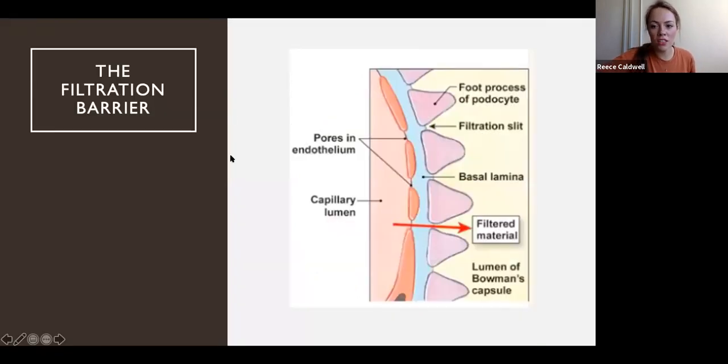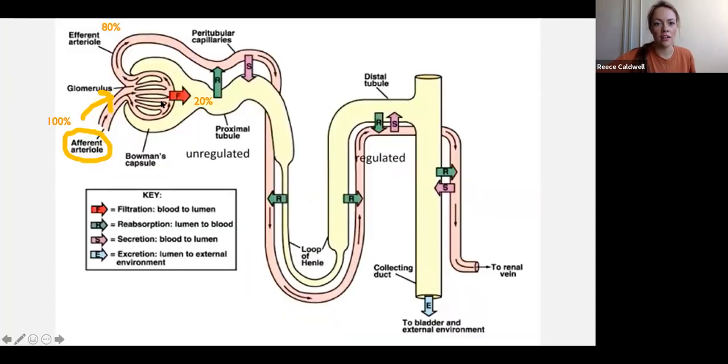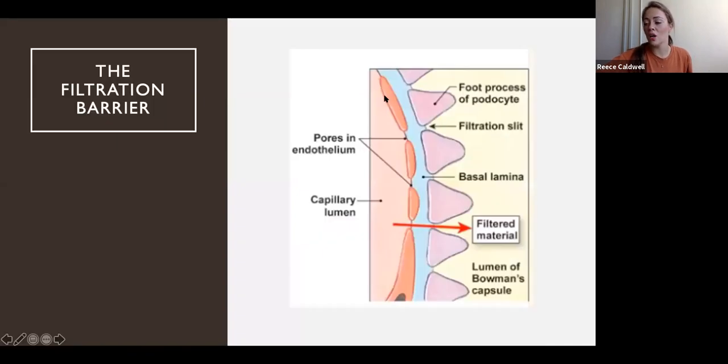So whenever we're dealing with the glomeruli, this section right here, and dealing with the filtration portion, there is something called the filtration barrier. And it consists of three important layers that serve as the filter.